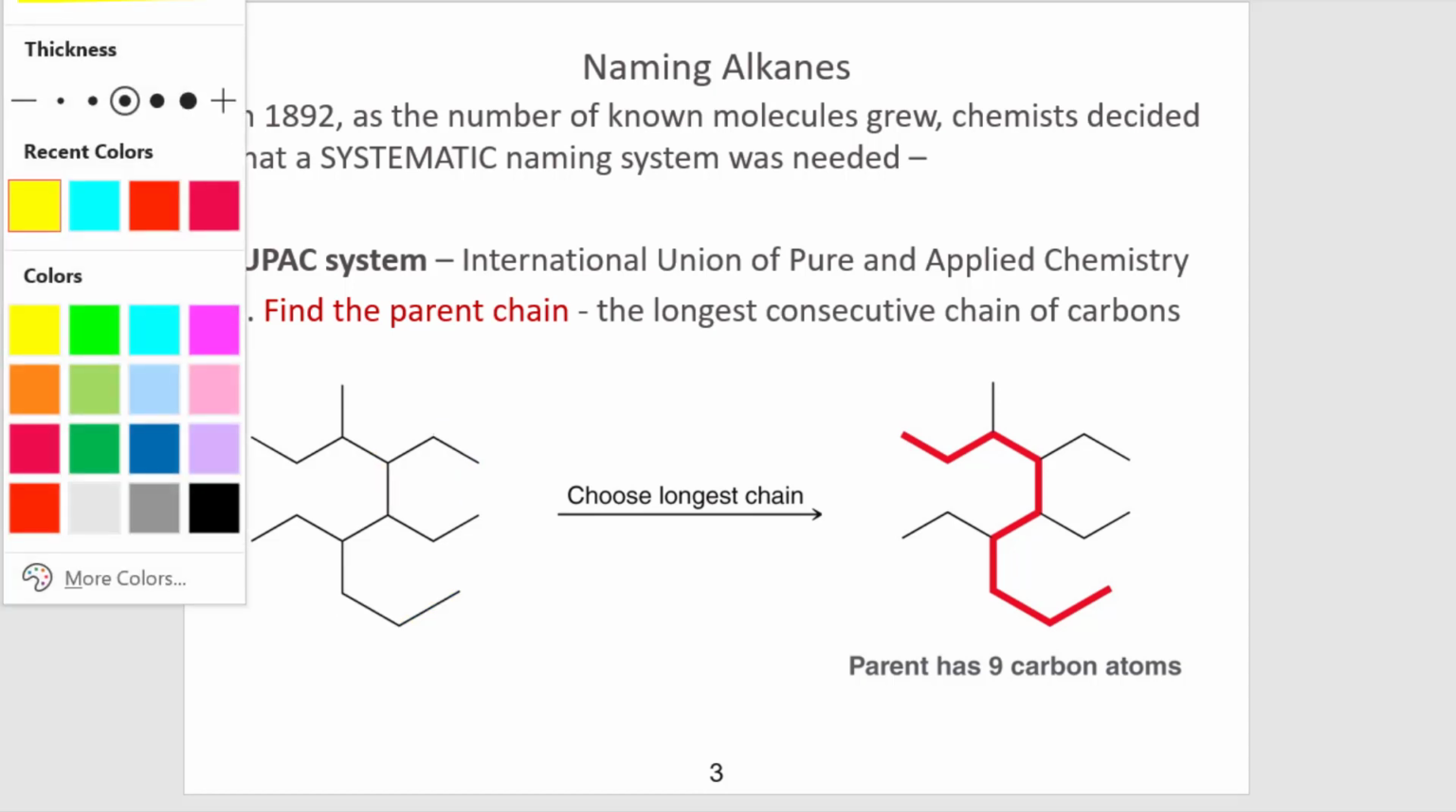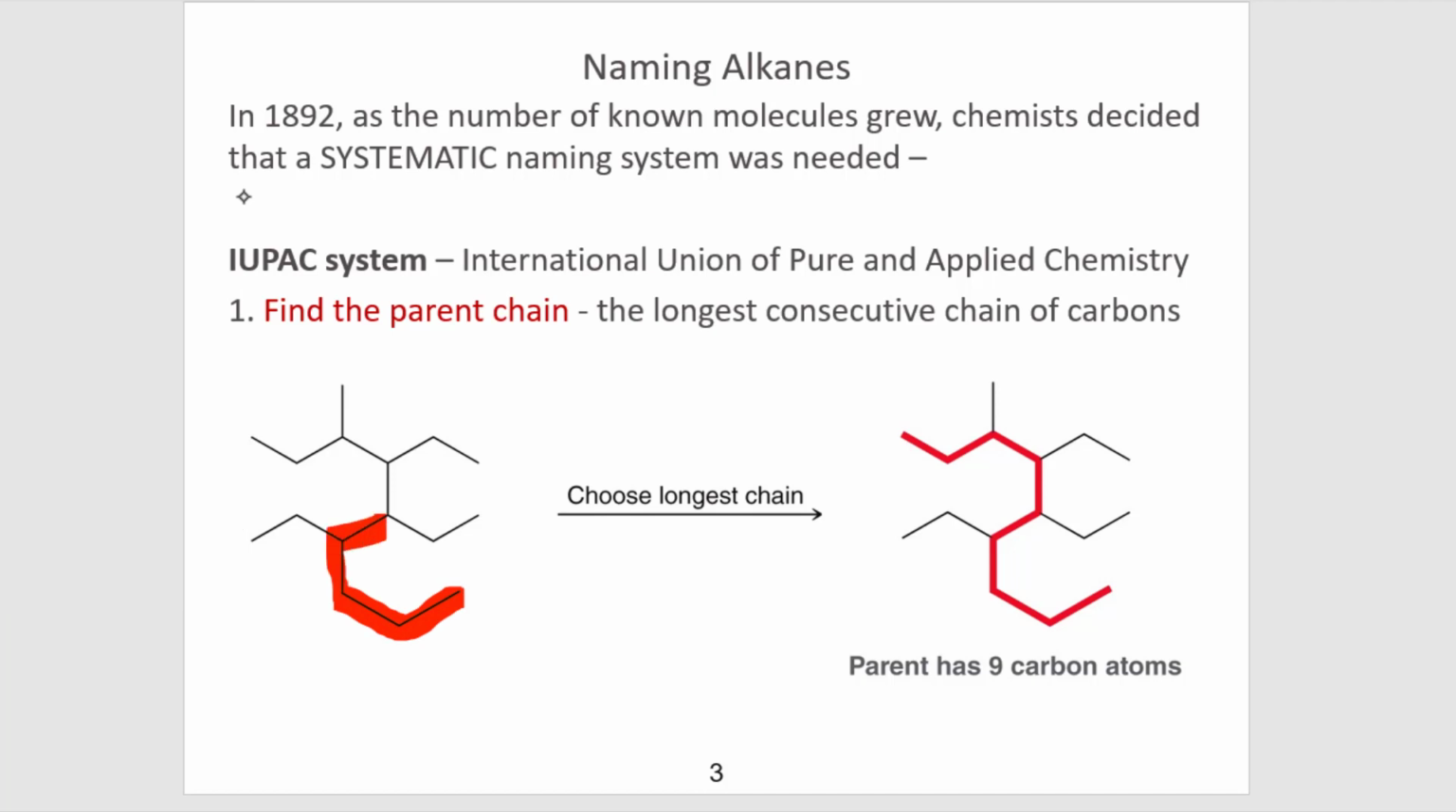And that's exactly what we see here. Right? We see 1, 2, 3, 4, 5, 6, 7, 8, 9. And that's the path that I drew over to the right. Okay, found it. Step 1, check. We have found the longest parent chain. What next?